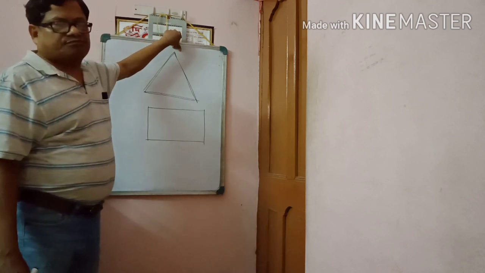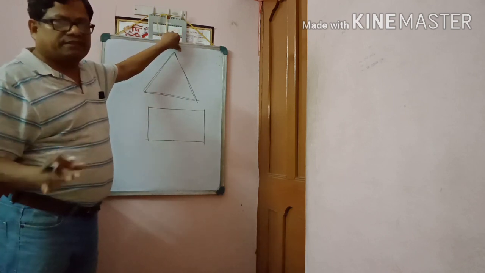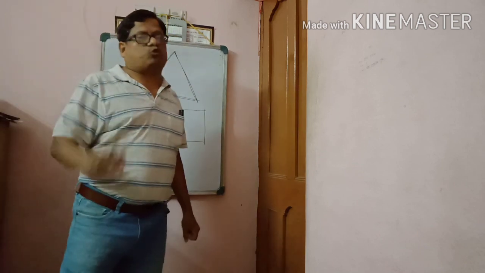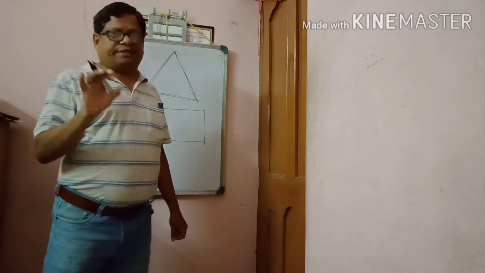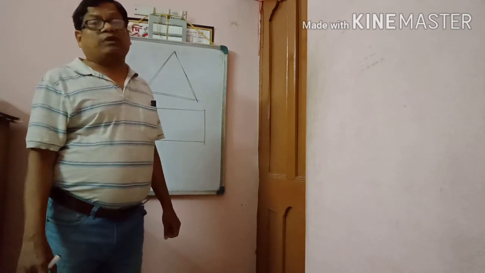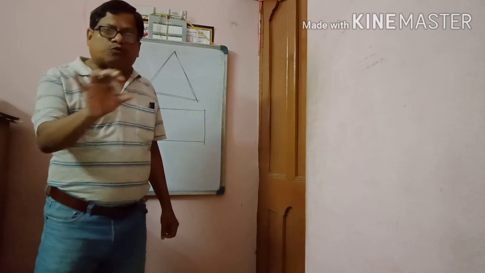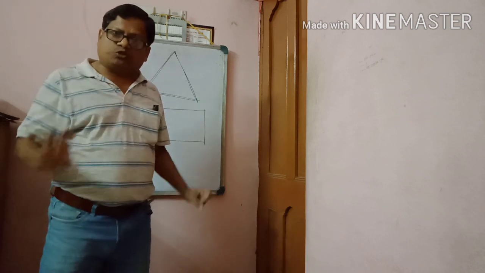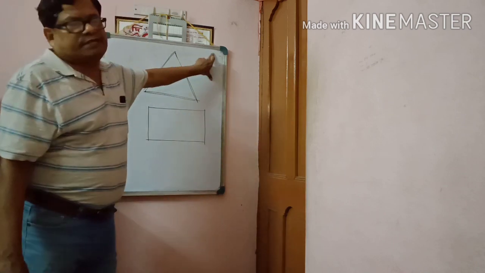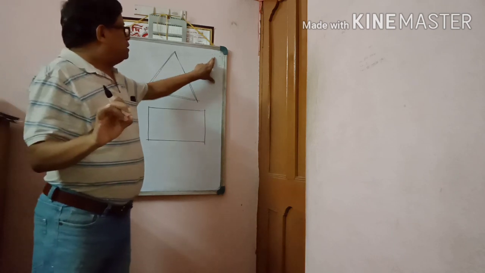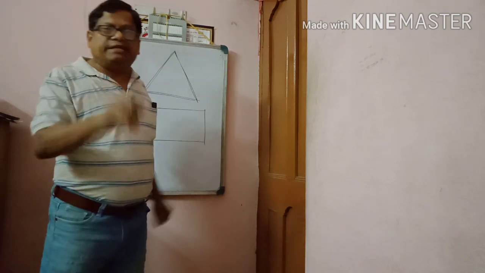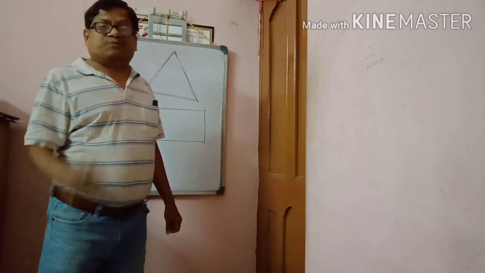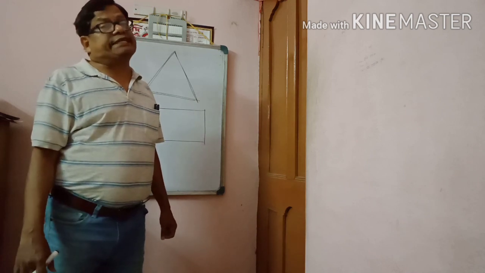Solid means a figure having length, breadth and height or depth. All of you know you are using a geometry box. This figure, a book, is also a solid figure. Now these are 3D shapes. 3D shapes will be cone, cylinder, sphere.